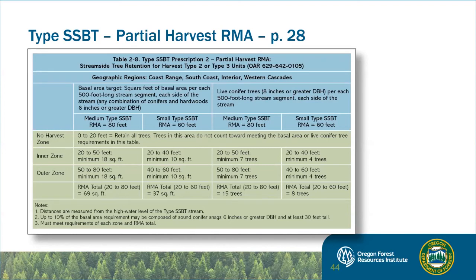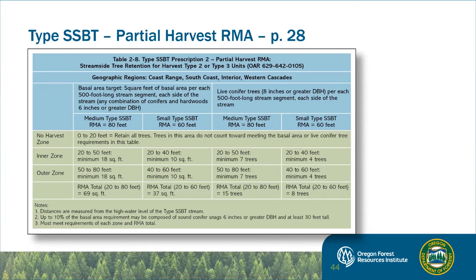But if you look on the left are your basal area target amounts, and if you look at medium type SSBT for the inner zone, there's a minimum of 18 square feet per 500 feet of stream, and the same for the outer zone, a minimum 18 square feet of basal area per 500 feet. But you need a total of 69 square feet between those two zones. So each zone requires a minimum, but there is an additional 33 square feet of basal area that has to be put into one of those zones. You could put it in the inner zone or outer zone or split it between the two, but you do need a total of 69 square feet.